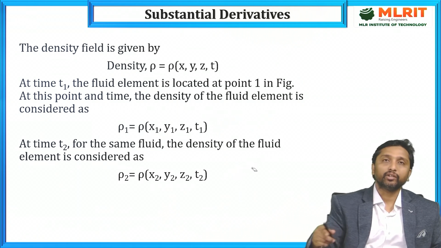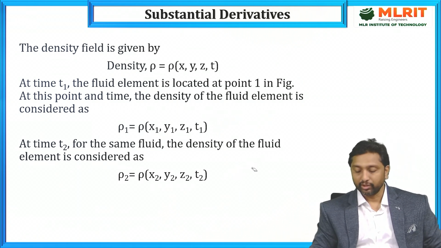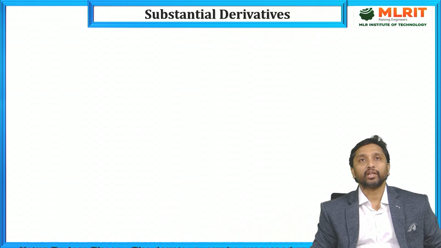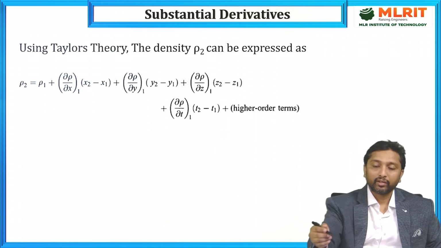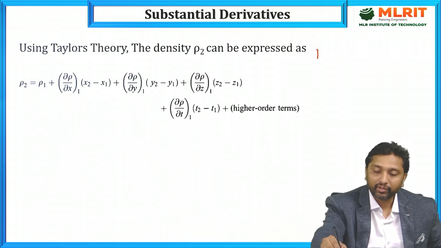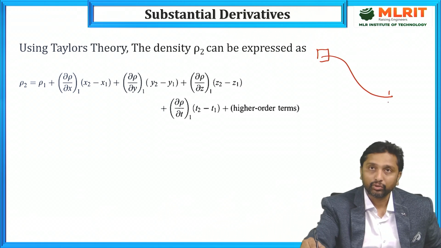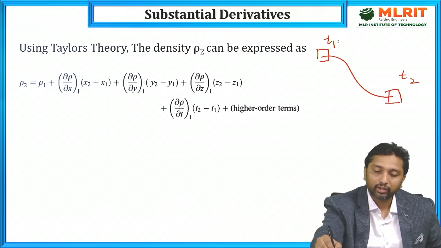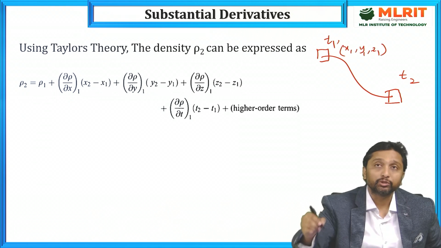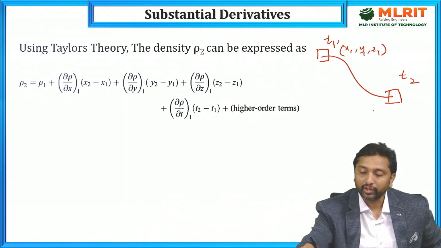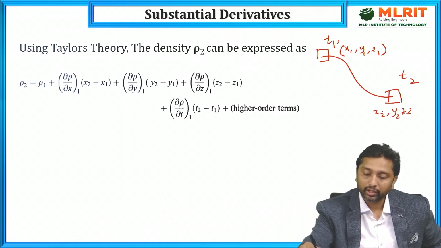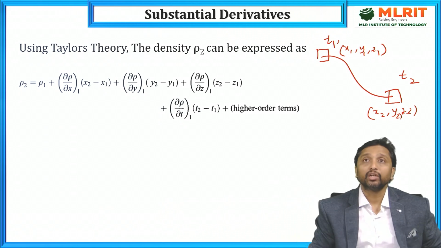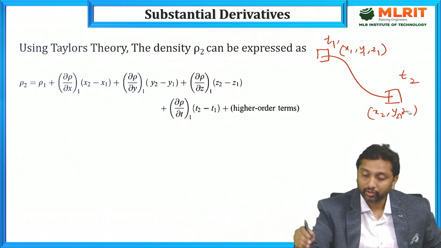Now let us try to apply Taylor's theorem to the current scenario. That is, we consider the fluid which is traveling from one point to another, that is from t1 to t2, where we have x1, y1, z1 as the spatial coordinates. Similarly, we have x2, y2, z2 as the spatial coordinates at time t2.